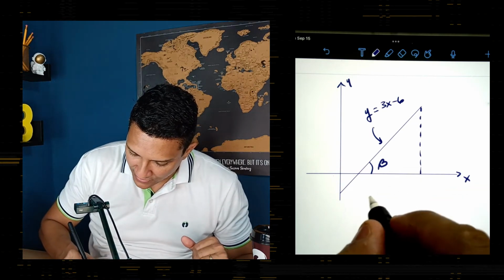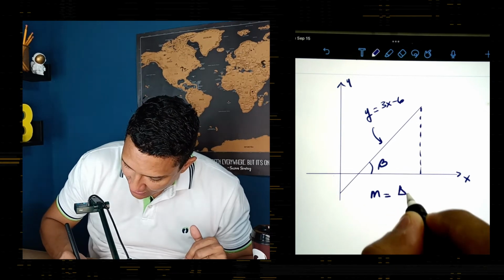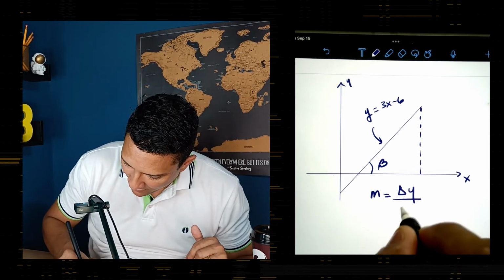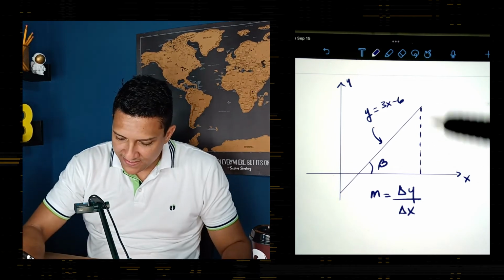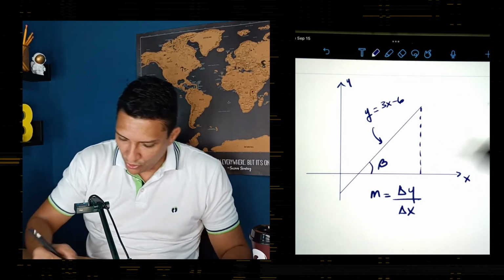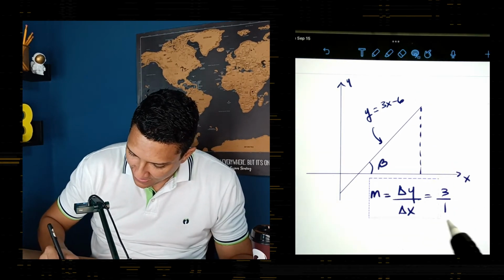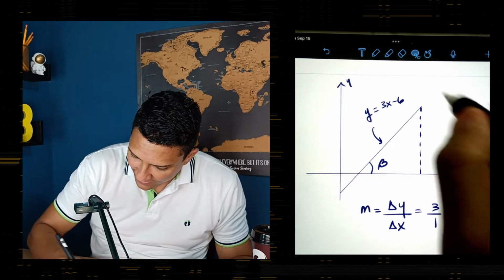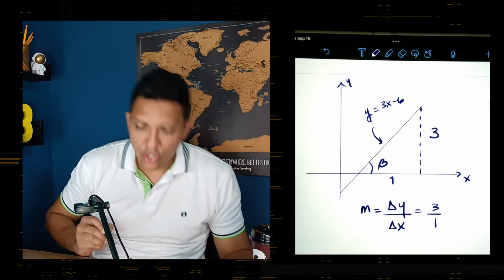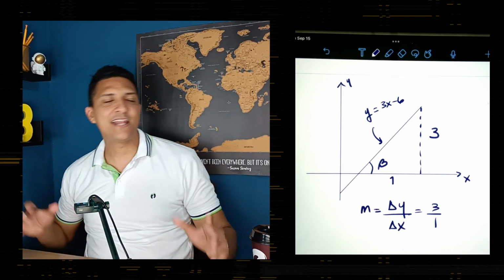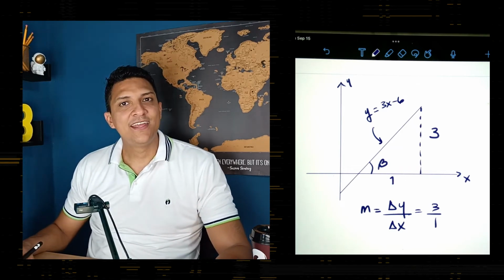Remember something: the slope of any line equals the change in y divided by the change in x. The change in y means this side that is here. So in this case it's 3/1. Therefore, that means that the y side is 3 and the x side is 1. And that is basically the difficulty of this problem. The rest is pretty easy.